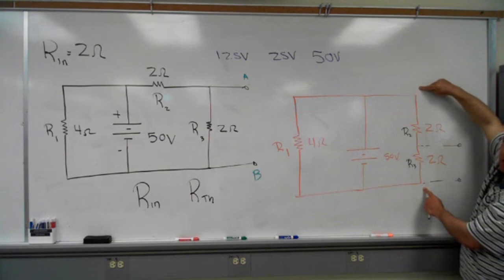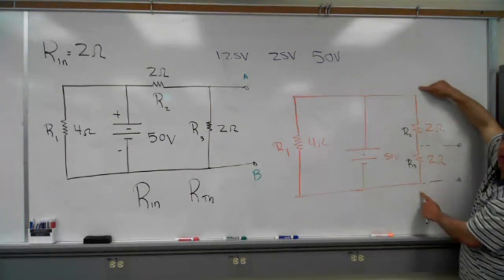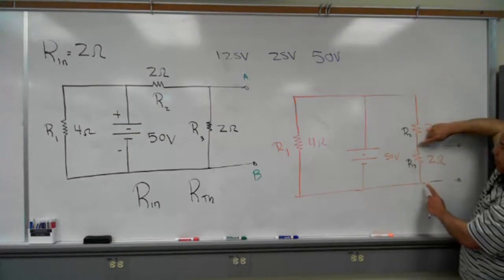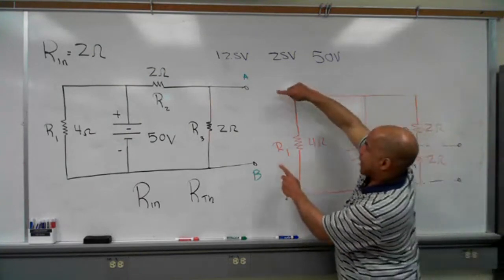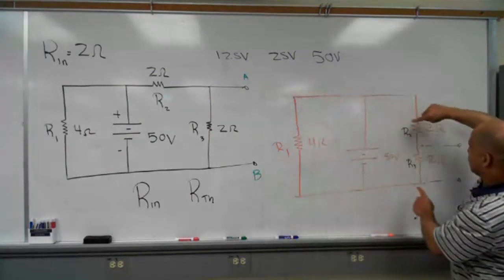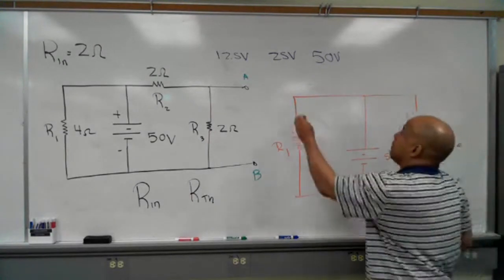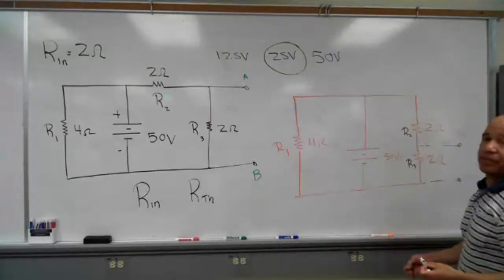So if I have 50 volts across equal resistances, that means each resistor is going to get half. So I'll have 25 across here, and I'll have 25 across here. So measuring from A to B, it's like measuring the voltage drop across R3, and that voltage drop is 25. So whoever got that, you're right. That's VTH.